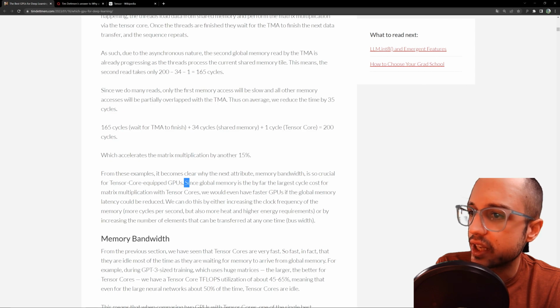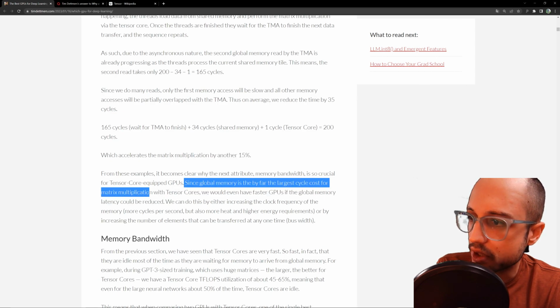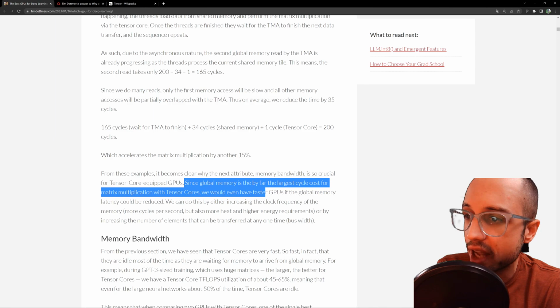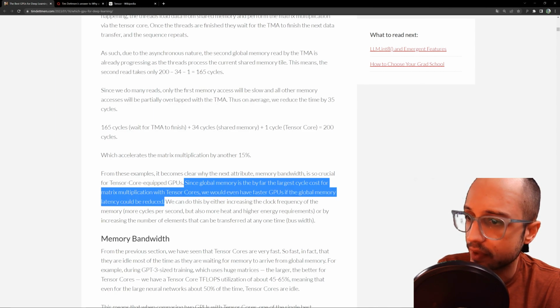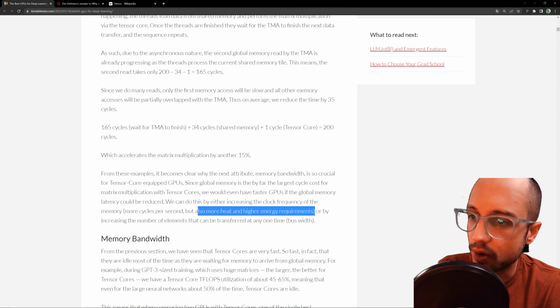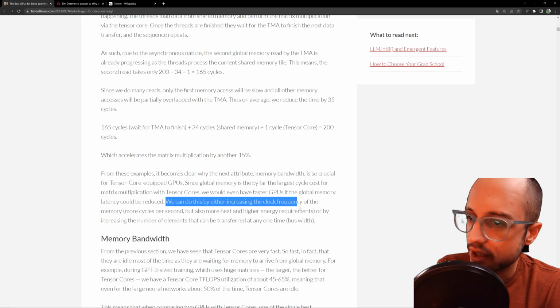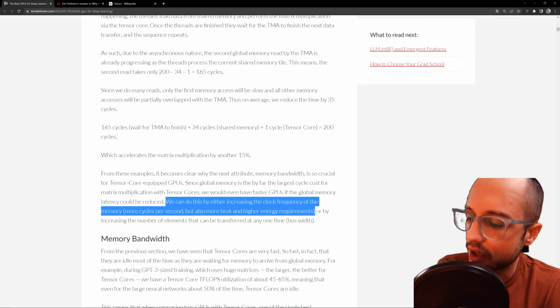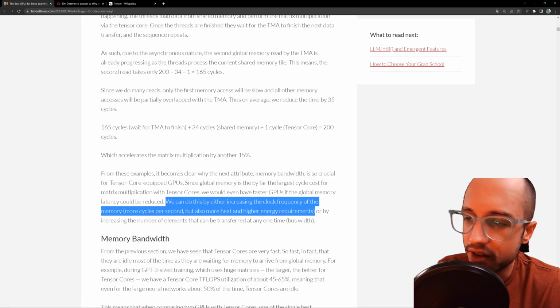Since global memory is by far the largest cycle cost for matrix multiplication with tensor cores, we would have even faster GPUs if the global memory latency would be reduced. We can do this by either increasing the clock frequency of the memory, right, more cycles per second, but also more heat and higher energy requirements. So this is an important thing to realize too, is that a lot of times with these hardware systems, there isn't any limitation on the hardware itself to run it faster, right?